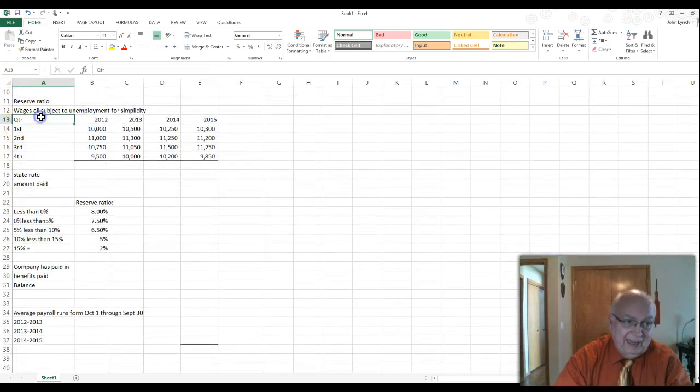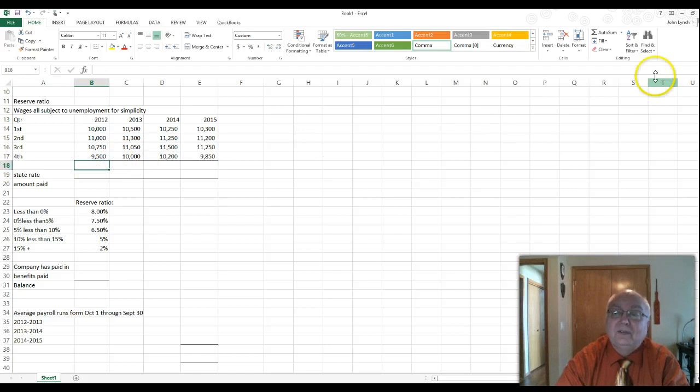The next one we're going to talk about, like I said, we're going to concentrate on what I know causes problems, and that's the reserve ratio, because this is where you can get the percentages. So to keep life easy, these are the numbers I have for the wages. This is taxable wages for unemployment.